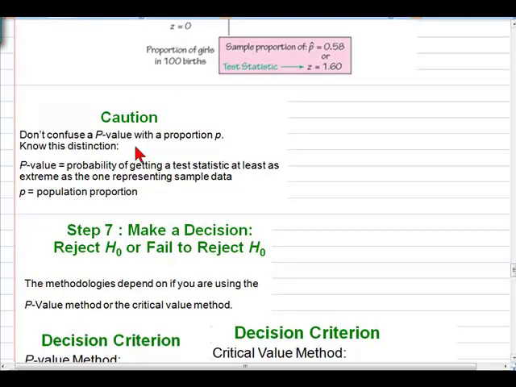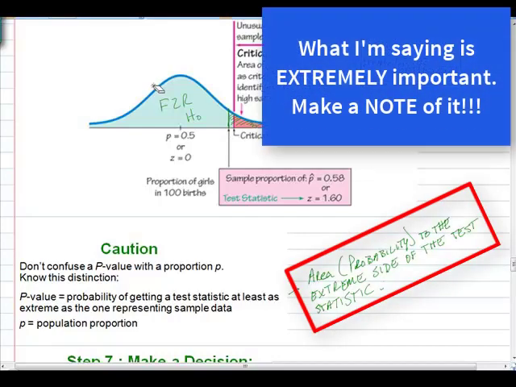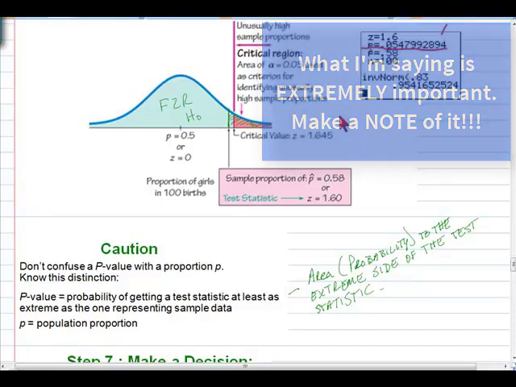Now, don't confuse a p-value with a proportion. P is the population proportion. Up here in this problem, P was the percent of girls that we had in birth. Typically, we expect 50-50 because there's two sexes and we assume that they're equally likely. The p-value is a probability. It's that area to the extreme side of the test statistic, either left or right. So if your test statistic falls to the left of 0, it would be the area to the left of your test statistic. If your test statistic falls to the right of 0, it would be the area to the right of the test statistic.